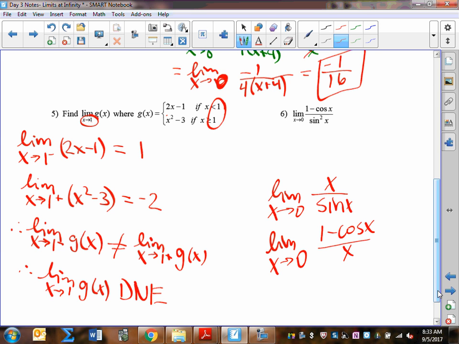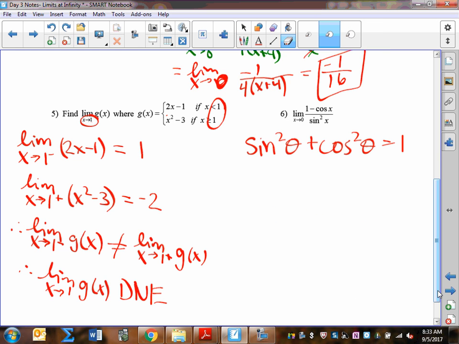Close. It's not double angle, but it's a trig substitution. You're right. Let's think back to our regular Pythagorean identity. Sine squared plus cosine squared equals 1. Couldn't we substitute something in for sine squared here? So we can do a trig substitution with this. All right, so when we do that, let's change numbers. Get the limit as x approaches 0. 1 minus cosine x we leave alone.